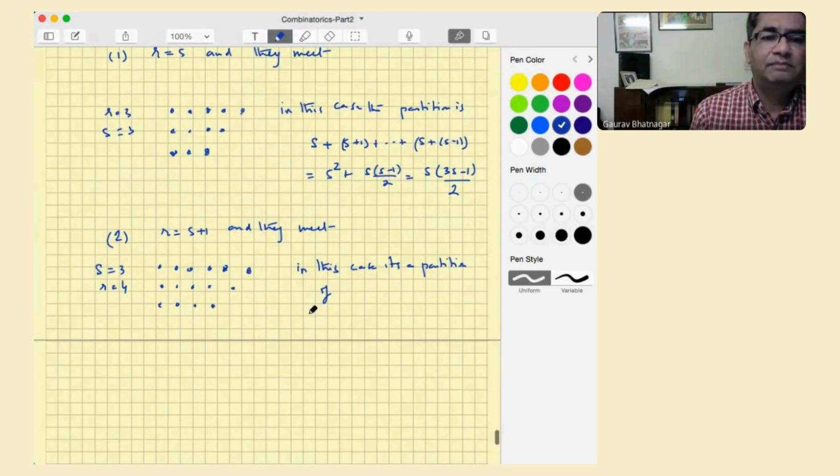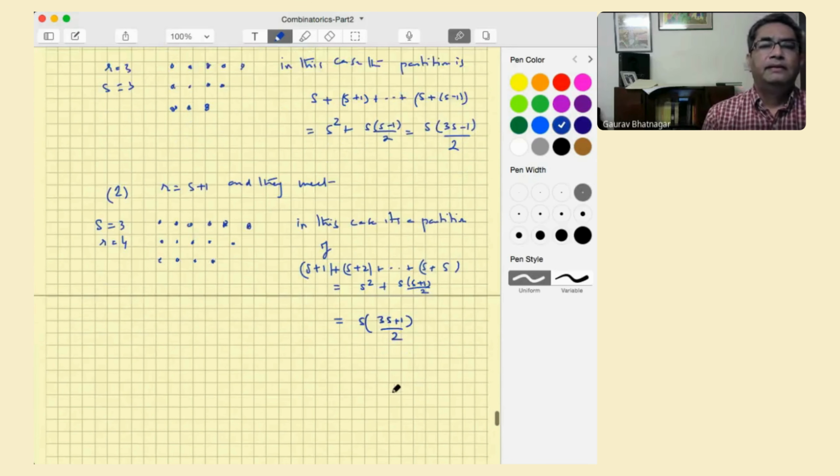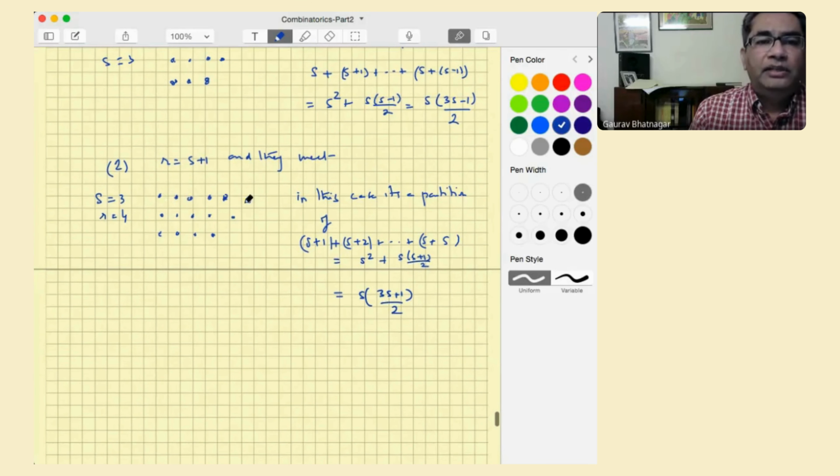So this is S plus 1, and then you're doing S plus 2, and so on up till S plus S. There are S parts, 1, 2, 3 up till S. So this is S squared plus 1 plus 2 and so on. So it's S over S plus 1 over 2, which is S times (3S plus 1) over 2. Now the number of parts in this case is S. So this sign is contributed by this one. So this is left extra. It's not mapped in the involution.